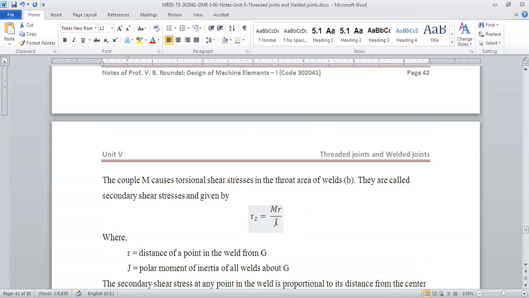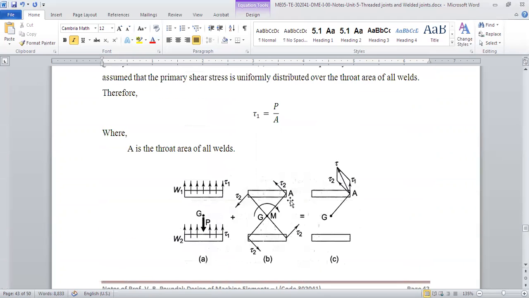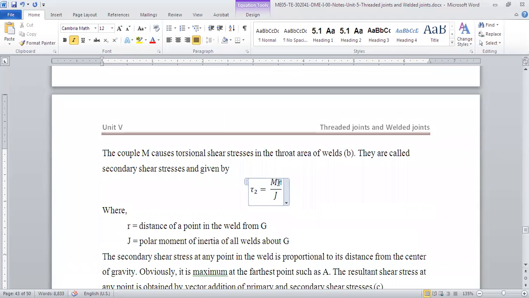What is the formula for that? M upon J is equal to tau upon R. We know that formula, right? This is the torsional stress equation. M is the moment, J is the polar moment of inertia, and tau upon R. So with that equation, we get tau is equal to M R upon J. M is moment, R is radius or the distance, J is polar moment of inertia, right? So we have to find out M. We know that M. What is M? P into E, right? Moment is P into E.